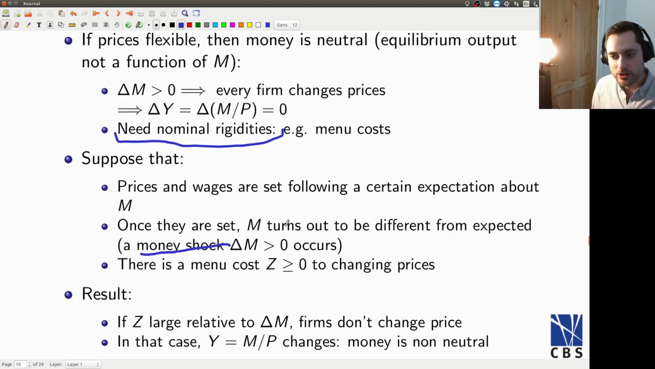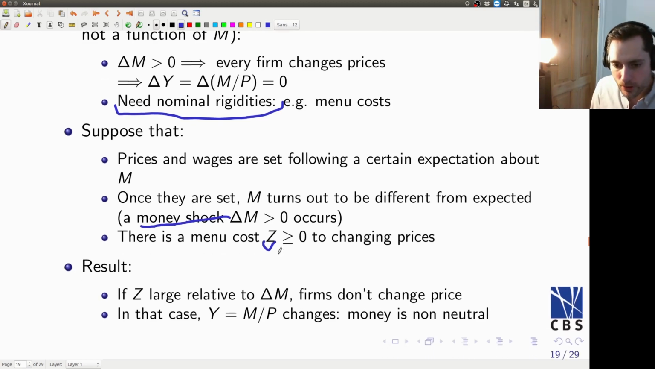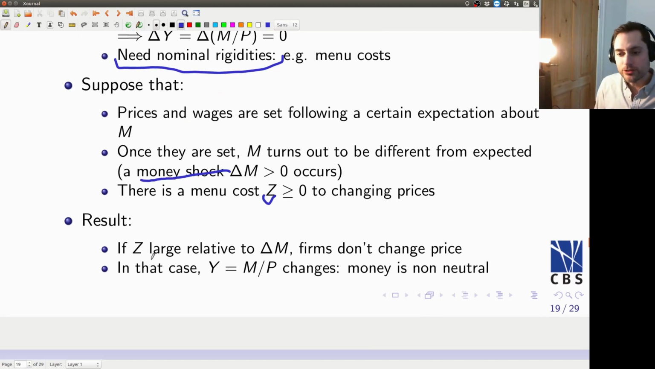The firms want to adjust their prices, but there's a cost. They have to actually pay a real cost Z in order to change the price. Okay? So if these menu costs are large relative to the change in the money supply, then firms are not going to pay the price because it's not worth it for them. They'd rather just get the less optimal production instead of paying this expensive cost of reprinting their menus. So in that case, money will not be neutral. The real demand will change.